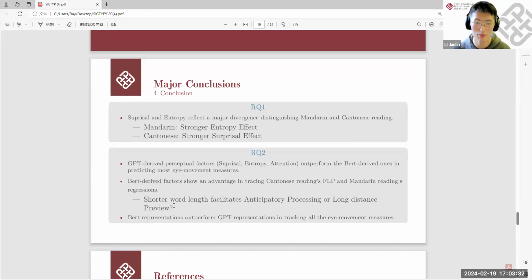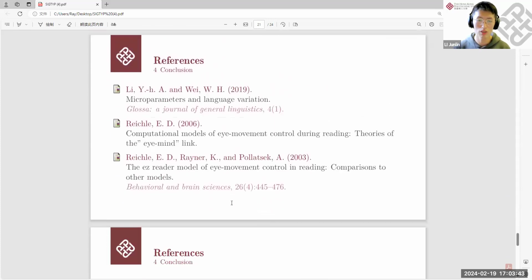maybe there's a long distance preview in first landing position for Cantonese reading, or there's a strong non-incremental processing for Mandarin reading. So that's all for today's presentation.